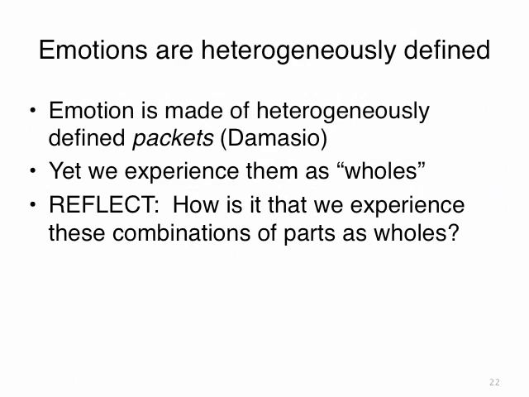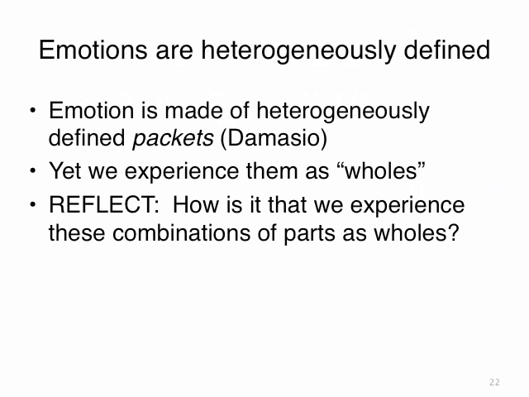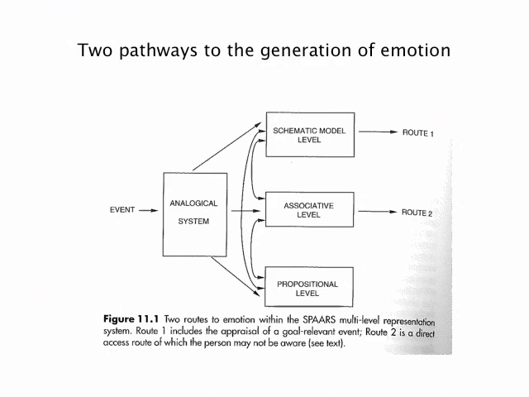So this is actually just again, for your reflection, it echoes what I said before. If all this is going on to produce an emotion, it seems like we would have a disjointed experience of emotion, and yet we experience an emotion as a whole. It's like a heterogeneously defined yet whole packet. So just keep that in mind as you go through. How might that be? I don't have an answer to that necessarily.